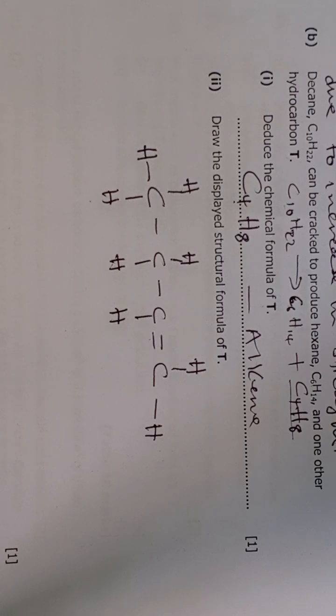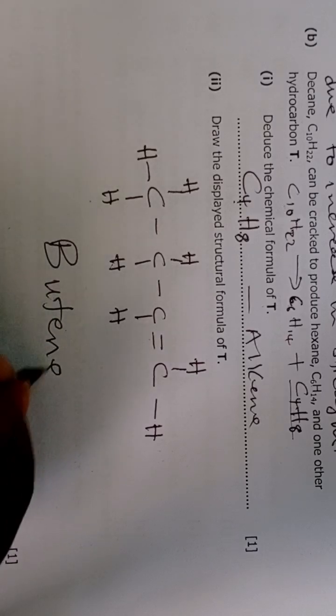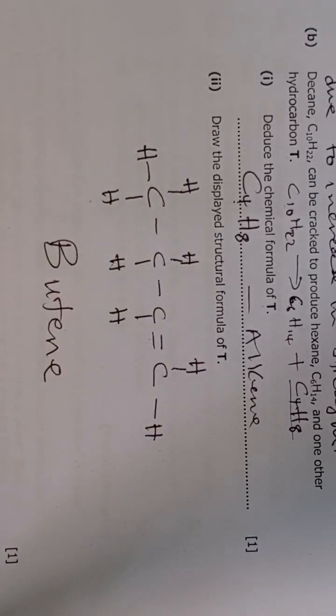So what is the name of this compound, which has 4 carbon atoms? This is what we call butene. So that is butene. Part 3, would you expect hydrocarbon T to undergo polymerization?